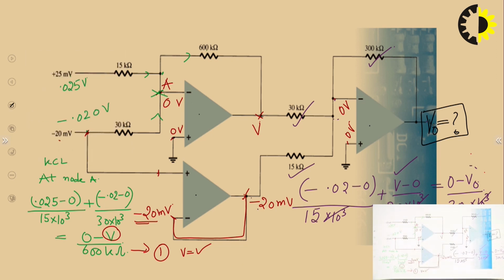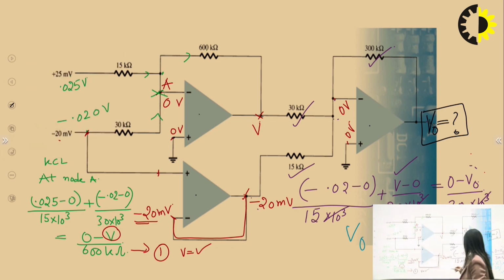So this VO can be calculated by this expression, minus 0.02 upon 15 plus V upon 30, multiplied by 300, and here it will be a minus sign. So put the value of V and you can calculate the output voltage, right?